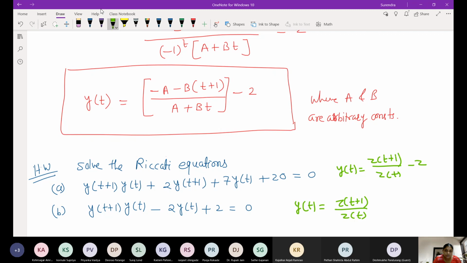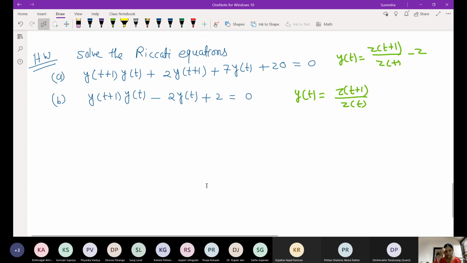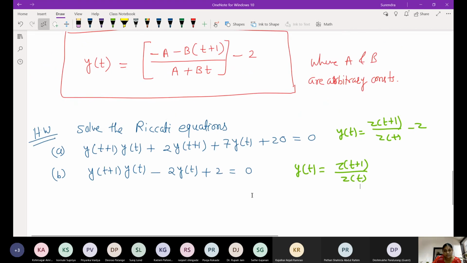Can you do this now? You can do it at home, okay? If any problem, you can ask me tomorrow. So shall I go to the next method? This Riccati type of equation will be converted into a second order equation, second order with constant coefficients. So that can be easily solved by our previous methods.